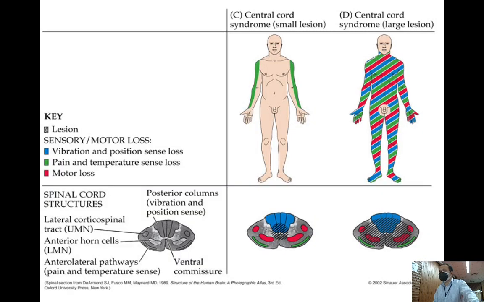So we come to central cord syndrome, something like syringomyelia. If there's a small lesion, then pain and temperature sense is lost. If the injury crosses the gray matter and involves some portion of the posterior white matter, then vibration and position sense loss will also be seen, and then some amount of motor loss because it involves the anterior part.